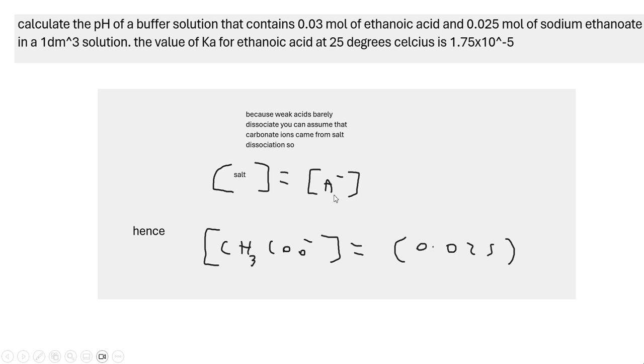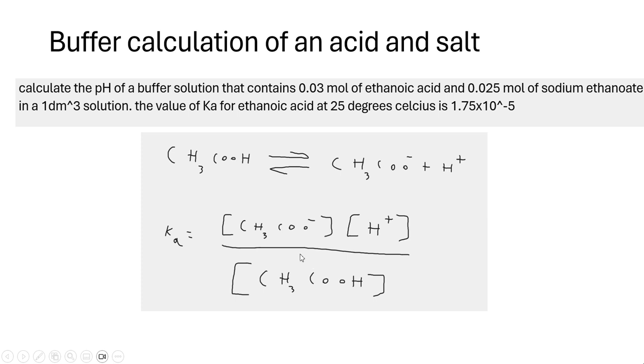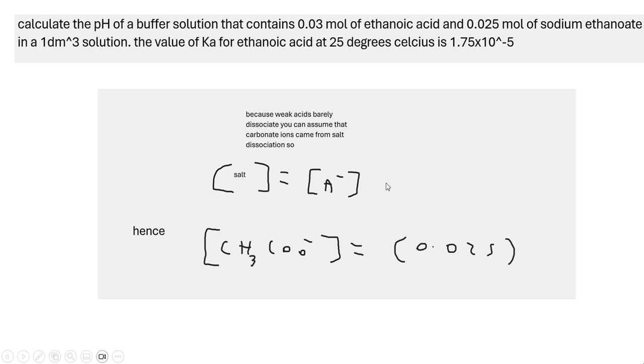So if I want to find the concentration of CH3COO minus, so I can use it in the Ka expression, it's actually the moles up here of sodium ethanoate, the salt. Remember that when you do the calculation. So that's going to be 0.025. I know I said concentration but I'm using moles here, but it's because it's in a 1 decimeter cube solution, so we're dividing by 1 anyway, so it's pointless.